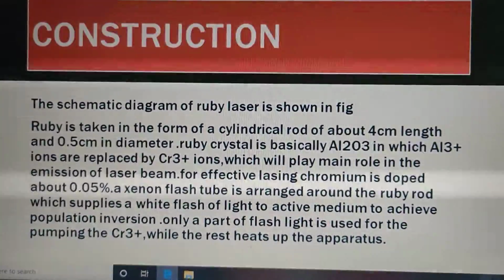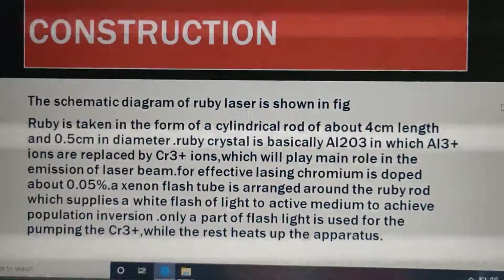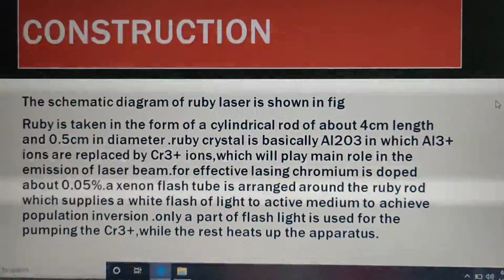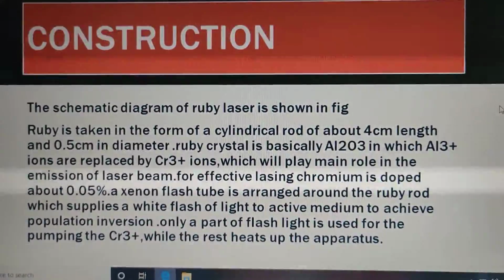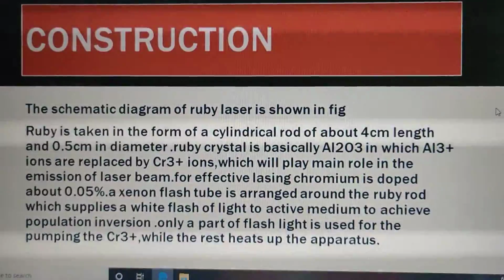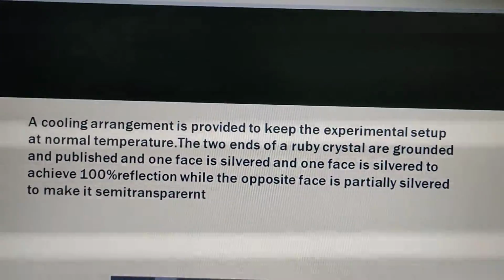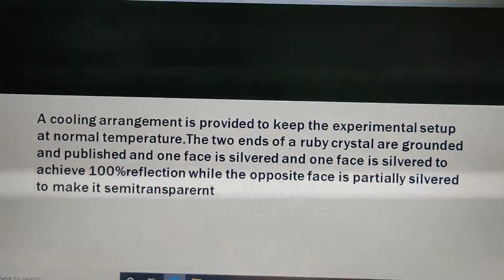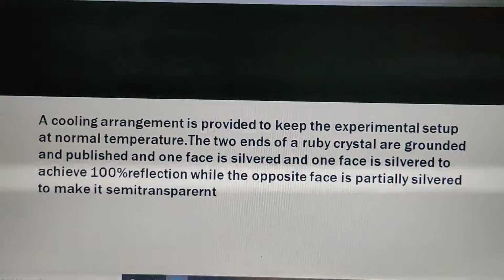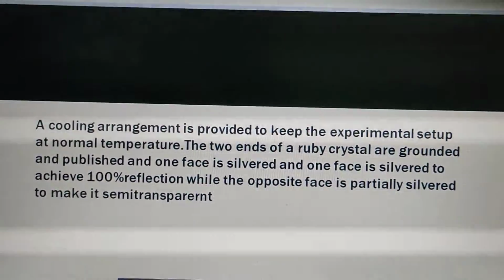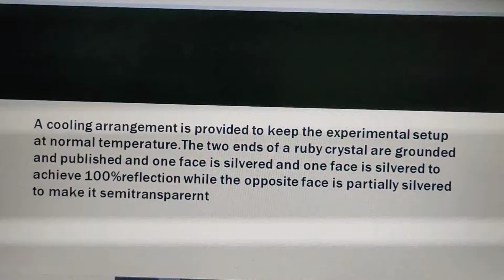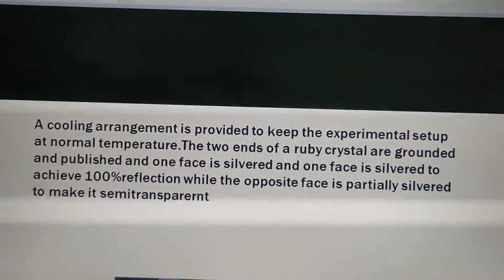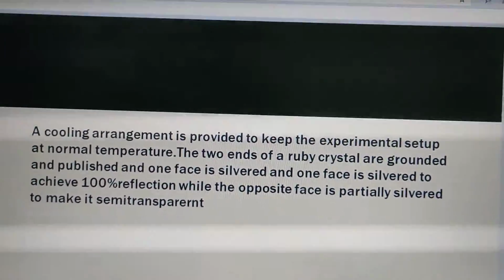A xenon flash tube is arranged around the Ruby rod, which supplies a white flash of light to the active medium to achieve population inversion. Only a part of the flashlight is used for pumping the chromium, while the rest heats up the apertures. A cooling arrangement is provided to keep the experimental setup at normal temperature. The two ends of a ruby crystal are ground and polished, and one face is silvered to achieve 100% reflection, while the opposite face is partially silvered to make it semi-transparent.